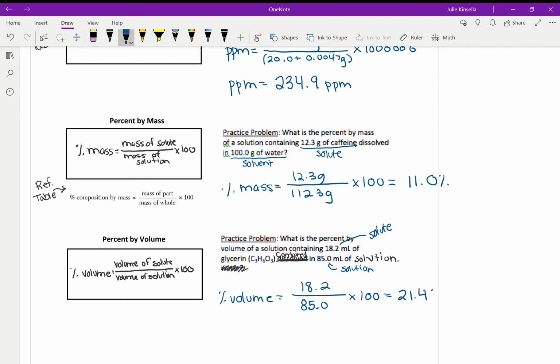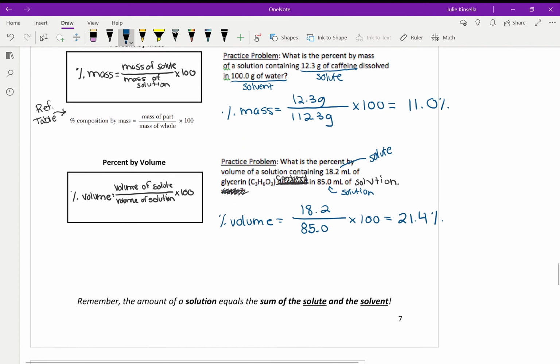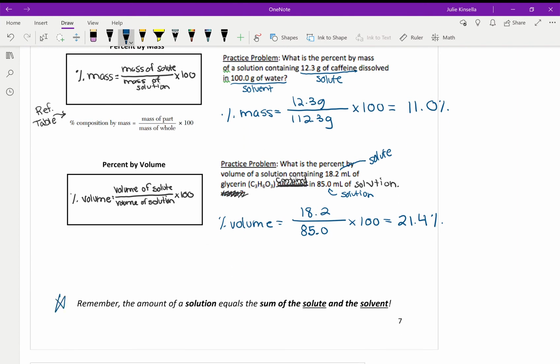You get 21.4%. Again, I think the trickiest thing with these is just identifying when they're giving you the solvent that the solute is being dissolved in versus the solution. And that's just remembering that the solution equals the sum of the solute and the solvent.